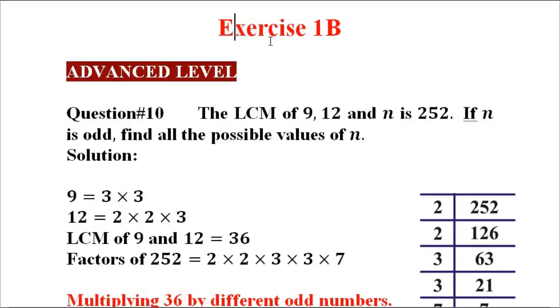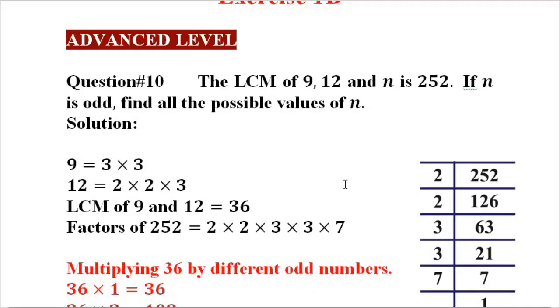New Syllabus Mathematics, Book 2, updated 7th edition, Exercise 1B, question number 10. The LCM of 9, 12 and n is 252. If n is odd, find all the possible values of n.